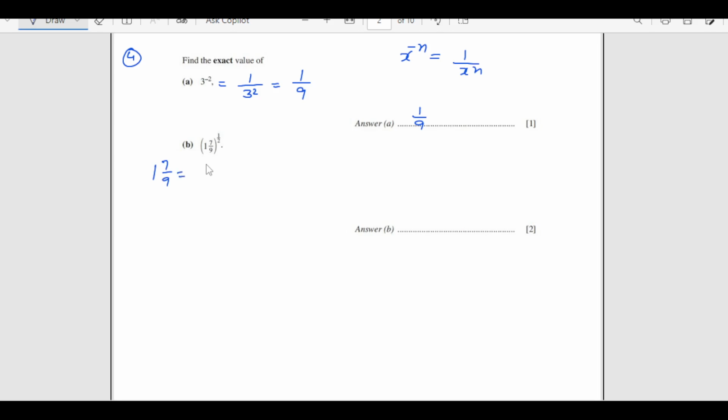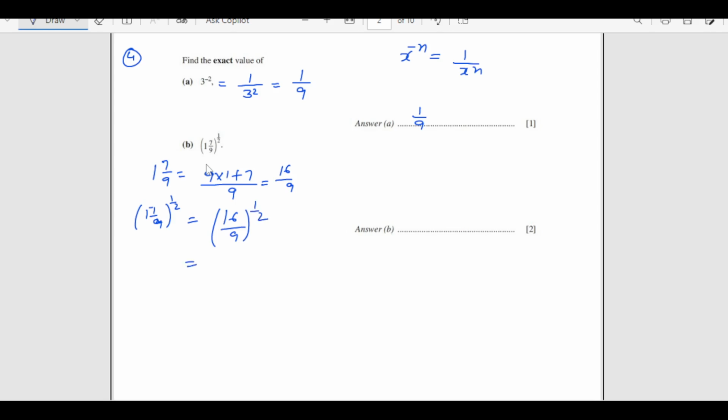So how do you do that? This is 9 times 1 plus 7, numerator, denominator remains like that. So 9 plus 7, it's 16 over 9. So then we have the square root of this 16 over 9. So we have the square root, that is power half. So 16 over 9 and power half.